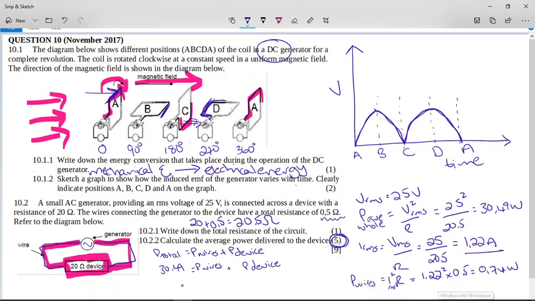So 30,49 is going to be equal to 0,74 plus P device. So if we take that away from 30,49, you get the power on the device is equal to 29,75 watts. Okay, so that will be your final answer, and that's why this is 5 marks.